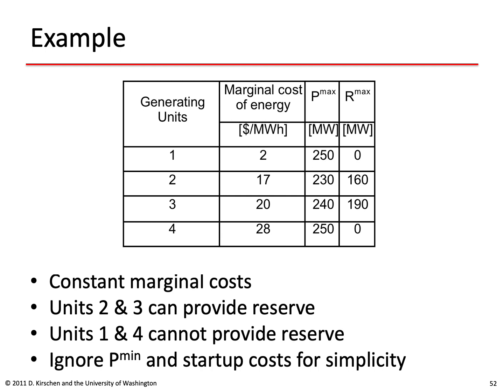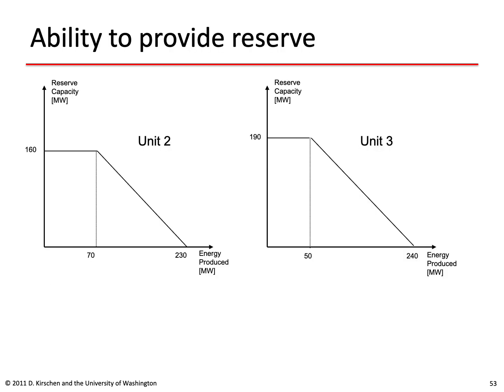Now, for the sake of simplicity, we will ignore the minimum power output of the generators and the startup costs. Unit 2 and Unit 3 have declared that they can provide a certain amount of reserve, 160 megawatts for Unit 2 and 190 megawatts for Unit 3. That may be determined by their ramping abilities. But there are also limitations on how much Unit 2 and Unit 3 can provide in terms of reserve because of how much energy they can produce.